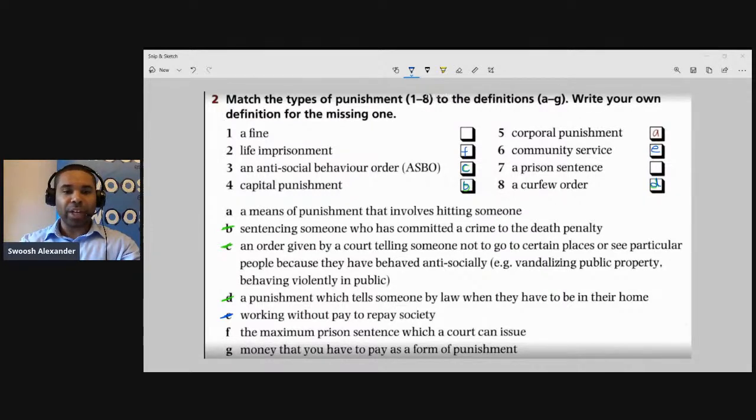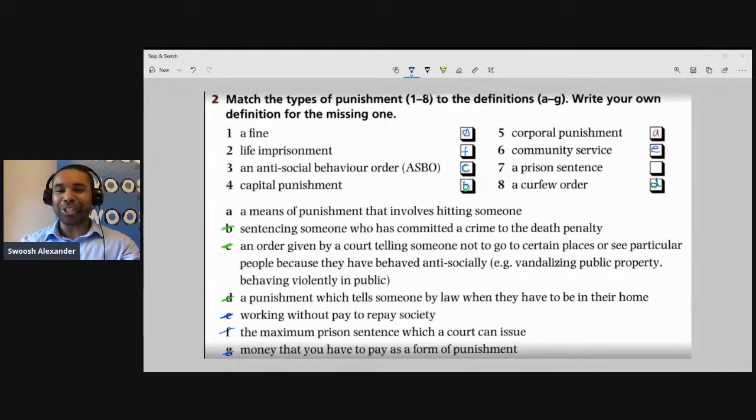Right, and finally then, good. I'm glad that's clearer for you, Betsy Saji. Good stuff. For F, the maximum prison sentence which a court can issue. We've already done that. So G, money that you have to pay as a form of punishment is a fine. So that's G. So for example, speeding fines. If you drive your car too fast in a restricted zone, you would get a fine. You would have to pay money for that in many cases.